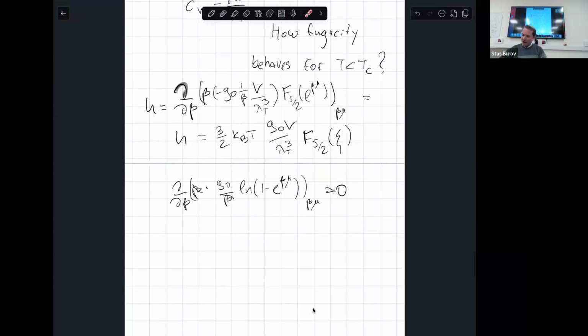Let's write it down. We have u, and we also have the n excited. n excited is G0V divided by lambda T to the third power times F 3/2 of the fugacity. Okay.